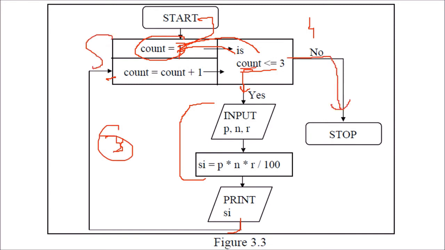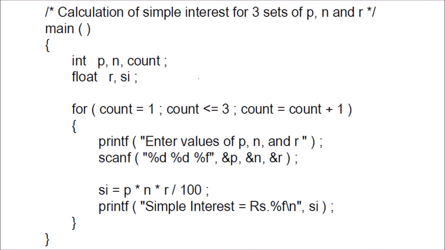This is not very self-explanatory, so I'll show you how we do it in the actual program. This is the calculation of simple interest for 3 sets. We want these instructions to be executed 3 times repeatedly. So we have taken integer and float. We start with a counter, count equal to 1. We check this counter to be less than or equal to 3. If it is, then we scan P, N and R, calculate the simple interest and print it. Again we go back.